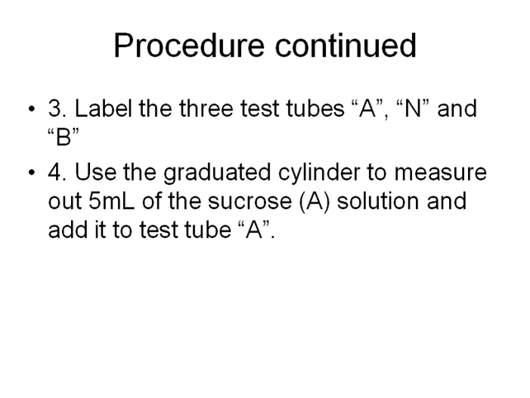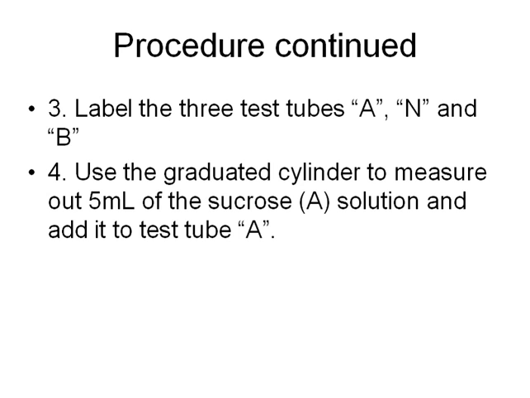So number 3, label 3 test tubes, A, N, and B for acidic, neutral, and basic. I would also make sure you write your initials on there, just because you'll probably be putting your test tubes in a beaker of boiling water with other groups. So you may want to put your initials in there so you don't lose track of whose test tubes belong to which group.